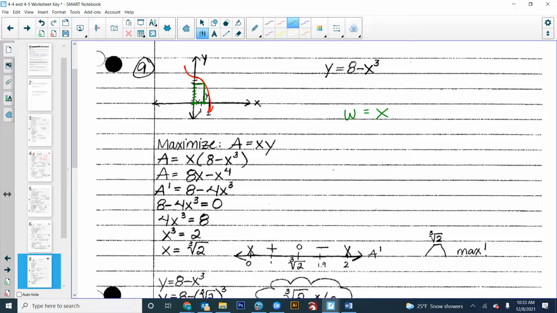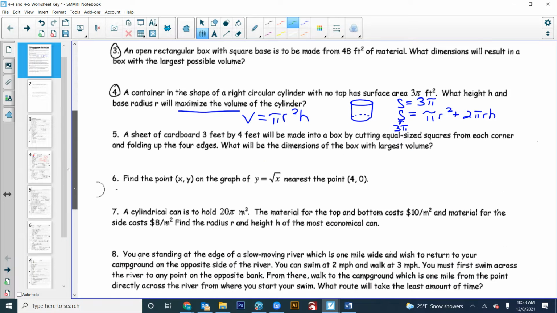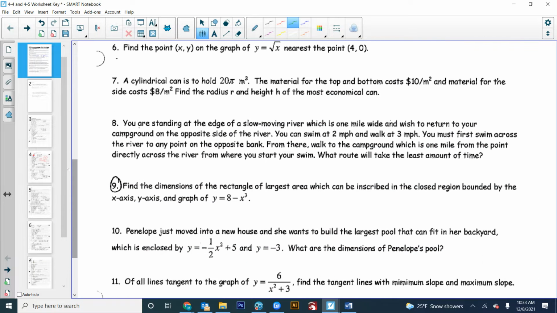Adam, how do you know that it only is in the first quadrant? The question said the rectangle of the largest area which can be inscribed in the closed region bounded by the x-axis, the y-axis, and the curve 8 minus x cubed. So this rectangle has to stay in there. Right?